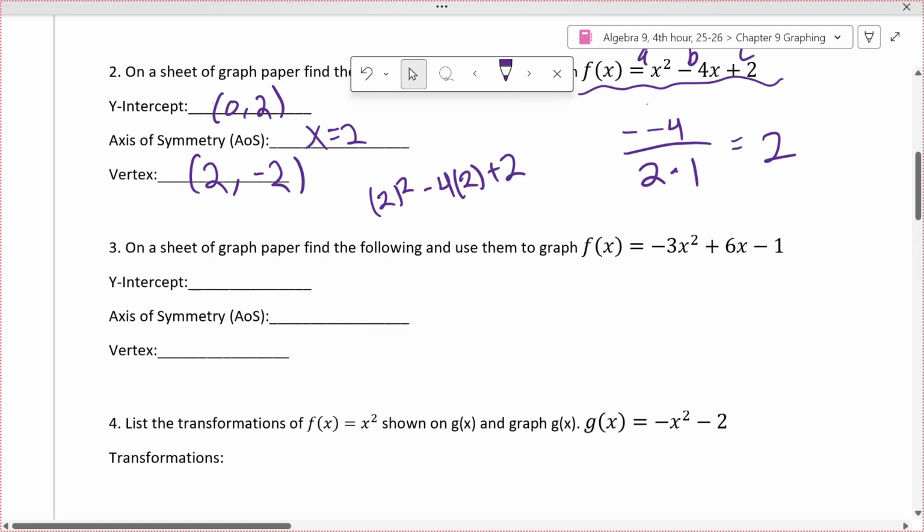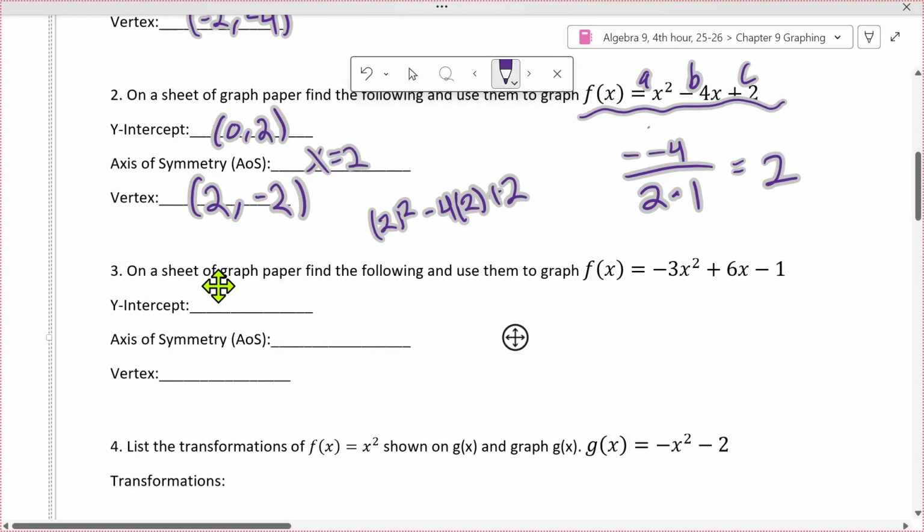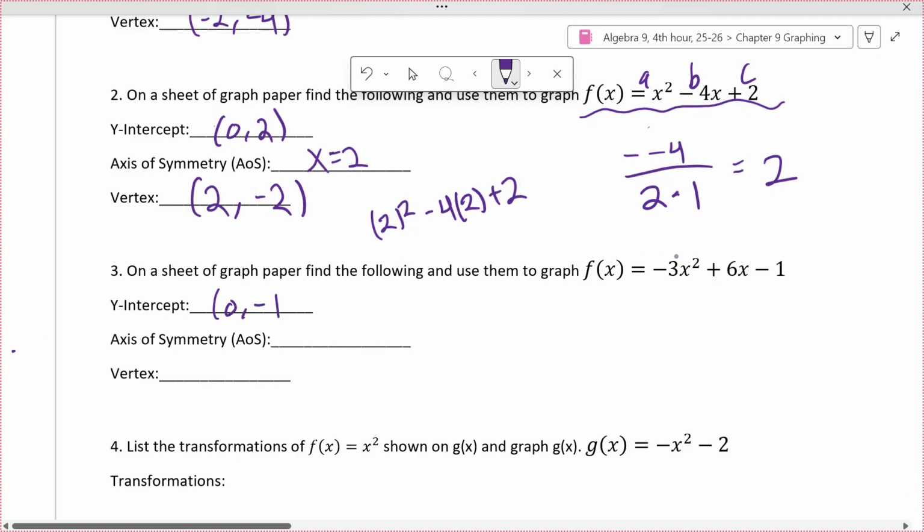Question number 3, more of the same thing. I'll go through it a little quicker. The y-intercept is at 0, -1, 0, C, A, B, C. The axis of symmetry is -B over 2A, so -6 over 2 times -3 is 1. I'll plug in my vertex, which is 1, and I end up getting, it looks like 2.